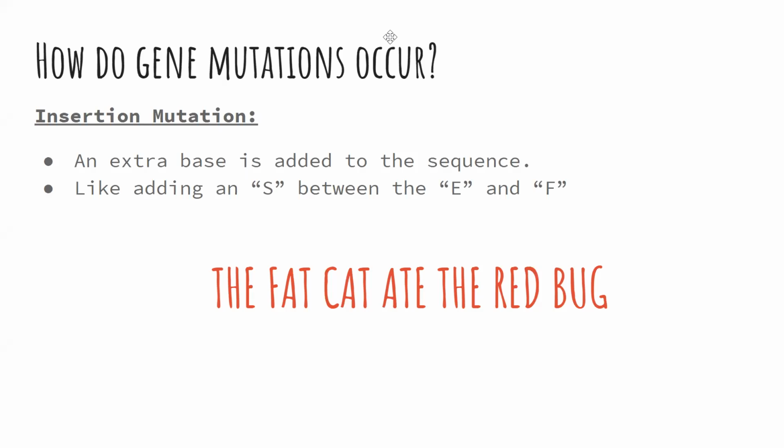The second kind of mutation is an insertion mutation. When you insert something, you're adding something in. You're not taking anything away, you're not switching anything out, you're just adding. So an insertion mutation is like adding a new base. In our sentence, it's like adding an S between the E and the F of the fat. So it's like adding a base in between those two letters.